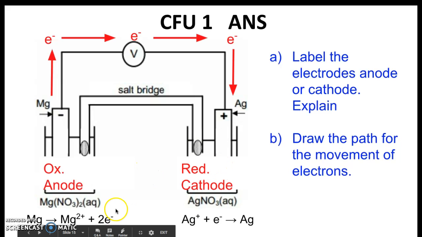So basically what you need to do is look at the reaction and figure out if you're losing or gaining electrons to determine if it's oxidation or reduction. Once you know that, you will know if it's the anode or the cathode. Finally, once we know what our anode is, we can draw the path of electron flow from the anode to the cathode.